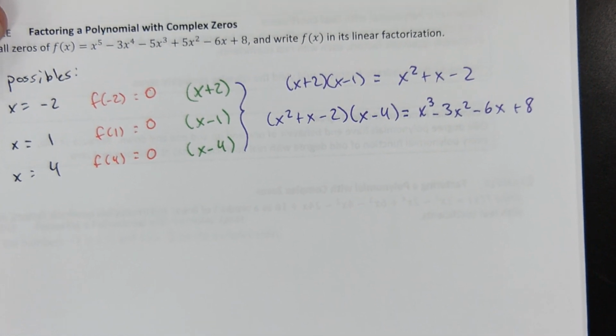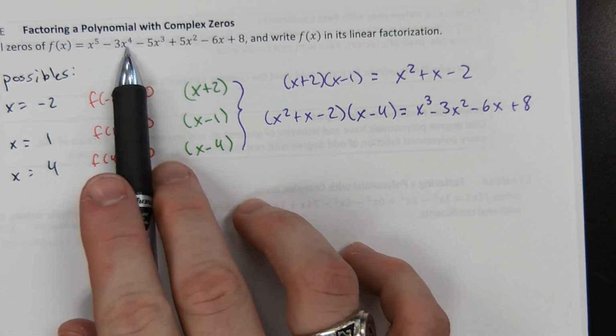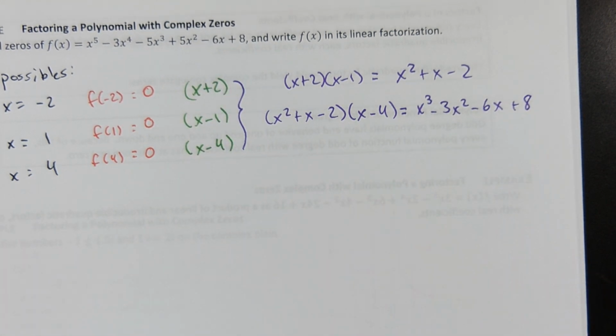Oh, by the way, when you do long division, just reminding you, you have to make sure that neither the dividend nor the divisor has any missing terms. 5, 4, 3, 2, 1, none. 3, 2, 1, none. We're in good shape. Nothing's missing anything.